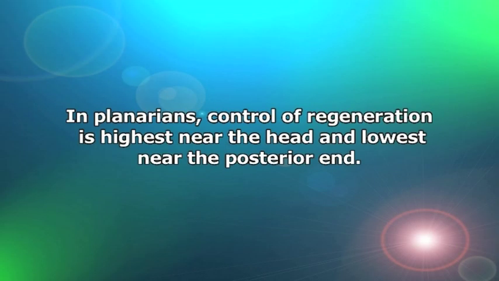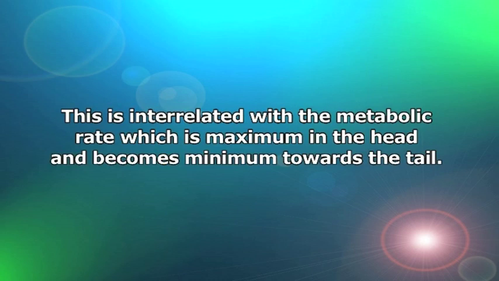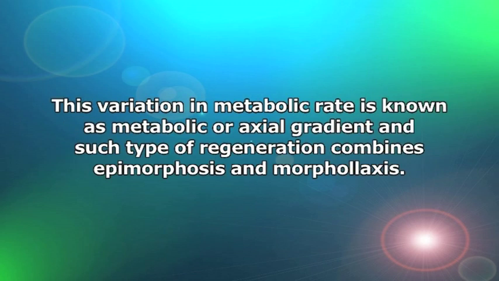In planarians, control of regeneration is highest near the head and lowest near the posterior end. This is interrelated with the metabolic rate, which is maximum in the head and becomes minimum towards the tail. This variation in metabolic rate is known as metabolic or axial gradient, and such type of regeneration combines epimorphosis and morphallaxis.